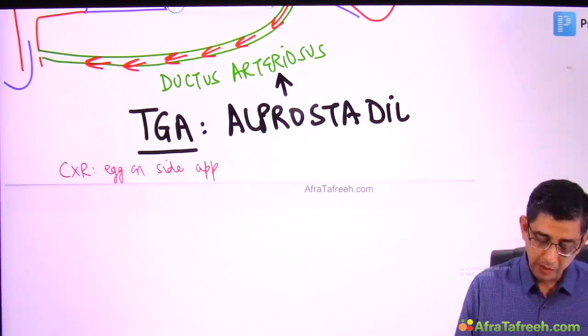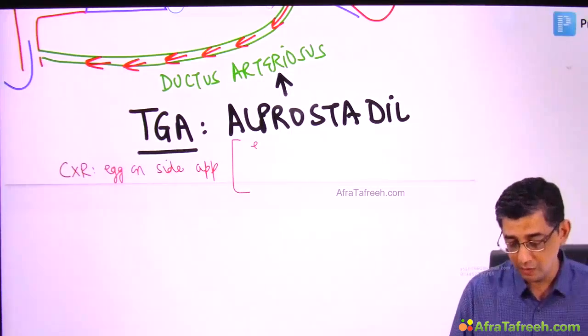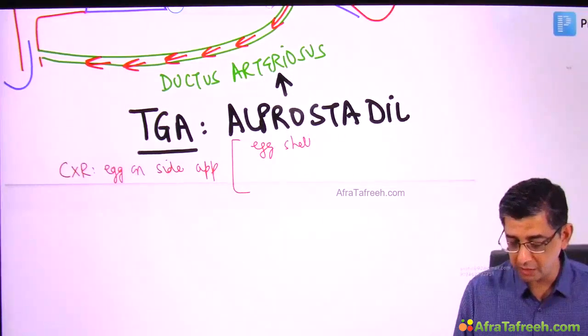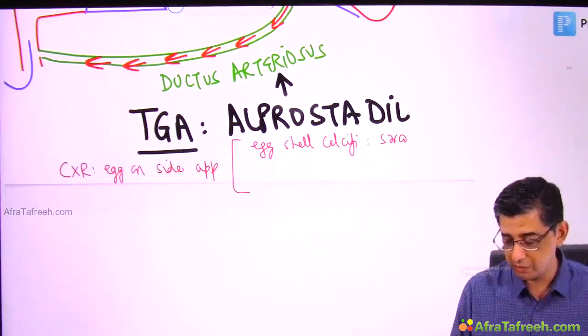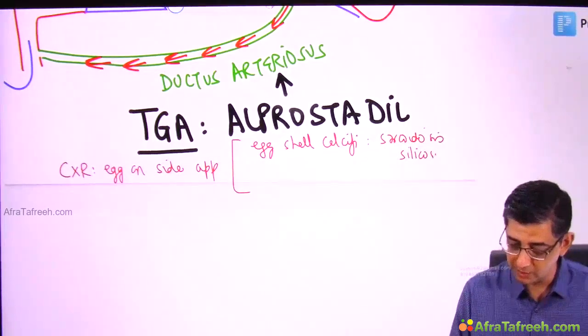I can mention related MCQs here also. Easy one first, eggshell calcification. You read that 2 times. Eggshell calcification is seen in sarcoidosis and the most common occupational lung disease, silicosis.